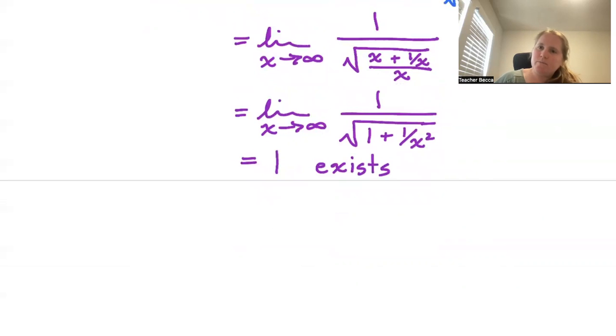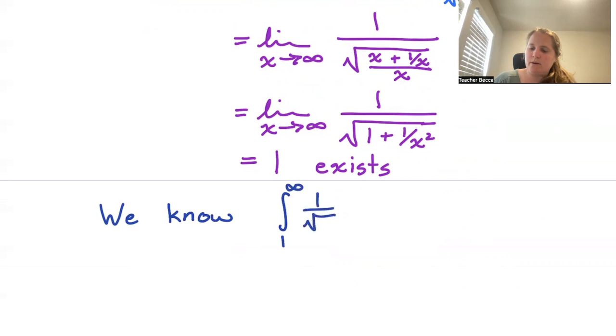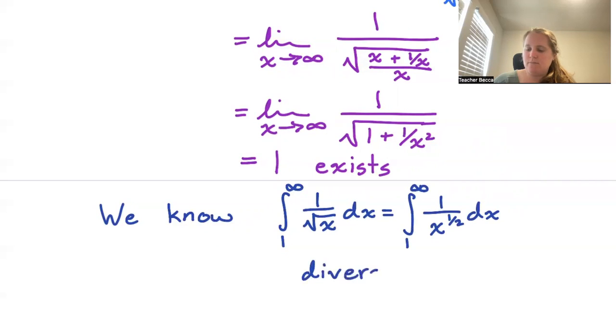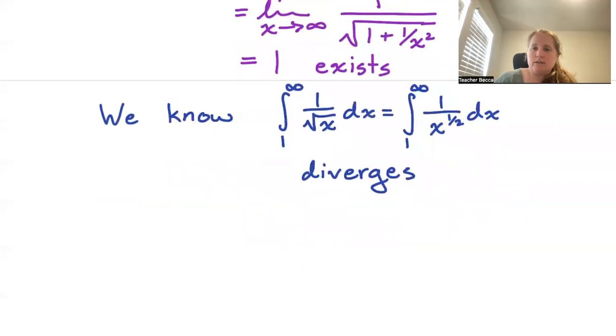We know that the improper integral from 1 to infinity of 1 over the square root of x dx, otherwise known as the improper integral from 1 to infinity of 1 over x to the 1/2 dx, diverges. That therefore tells us that the improper integral from 1 to infinity of 1 over the square root of x plus 1 over x dx also diverges.